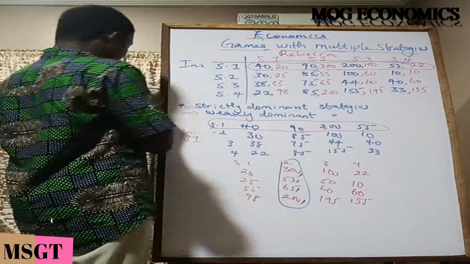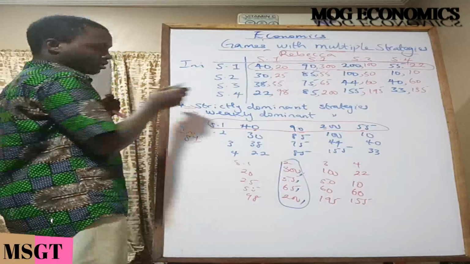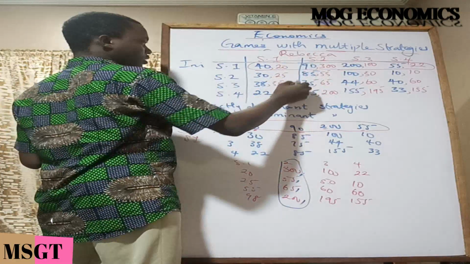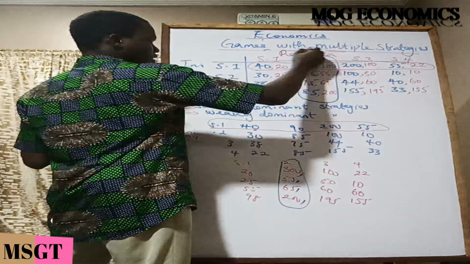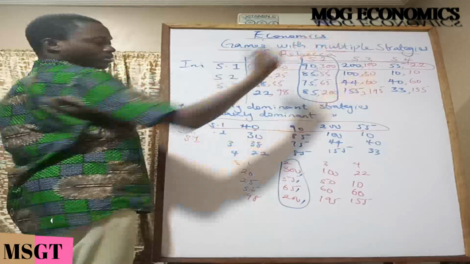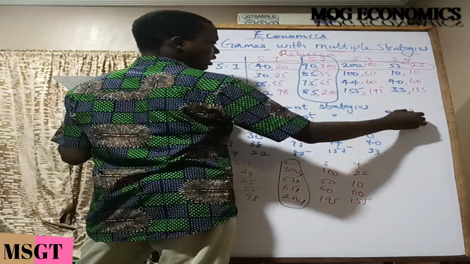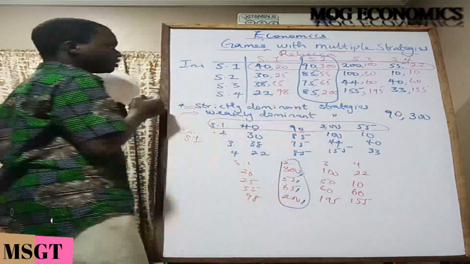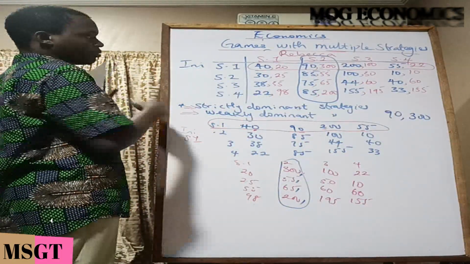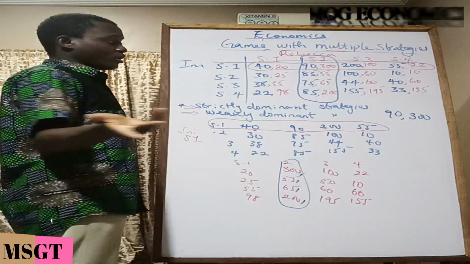And then Rebecca will play strategy two because that is a dominant strategy. Strategy two is what she's going to play. So we are there coinciding 90 and 300. So the Nash equilibrium is 90 and 300. So where Ine is playing strategy one and Rebecca is playing strategy two. Like it's as simple as that.